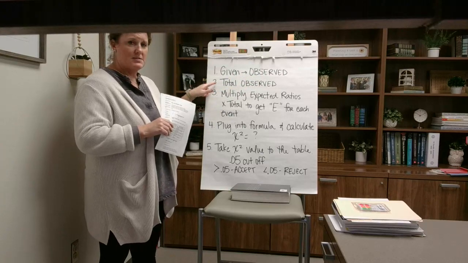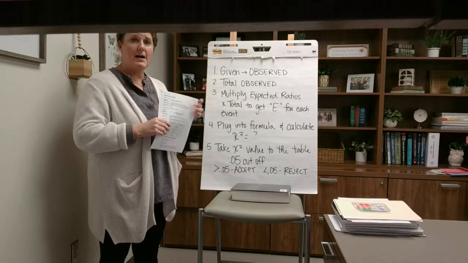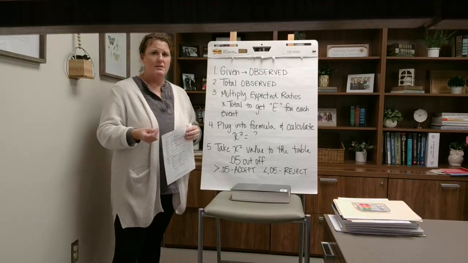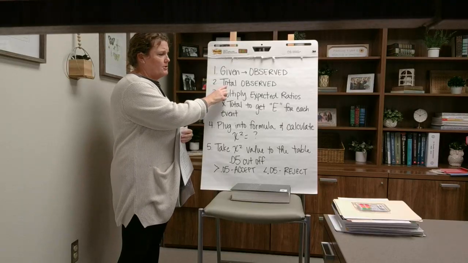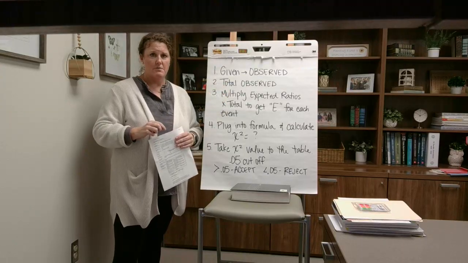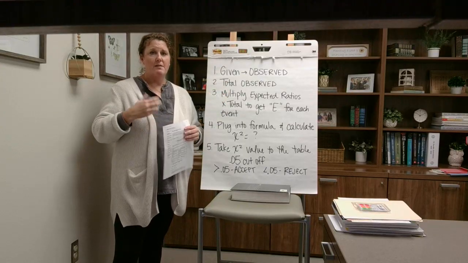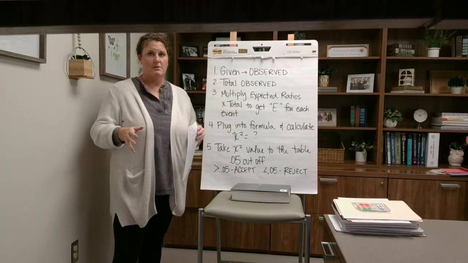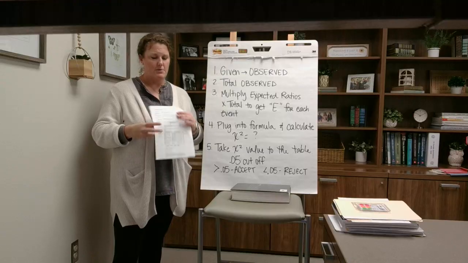Now, the second step is we're going to have to calculate the expected. In order to calculate the expected, the very first thing you should do, if it's not already done for you, is total the observed, because we've got to figure out how many we should have gotten if it went perfectly, if we got exactly a 9:3:3:1.